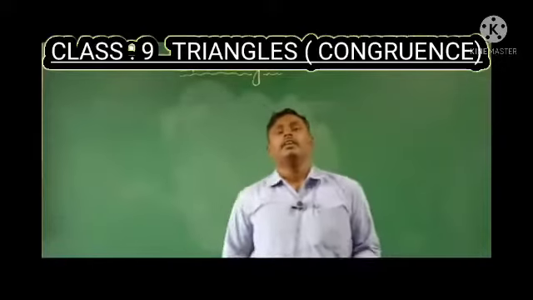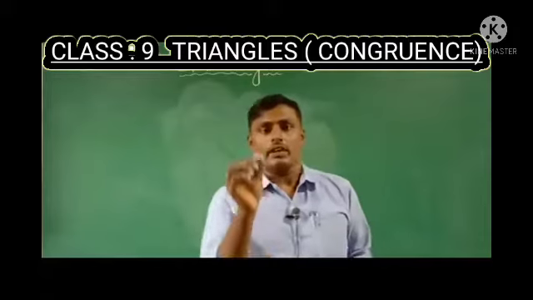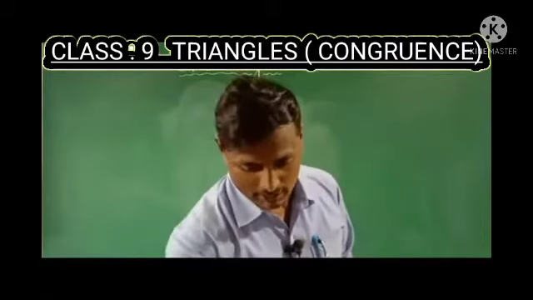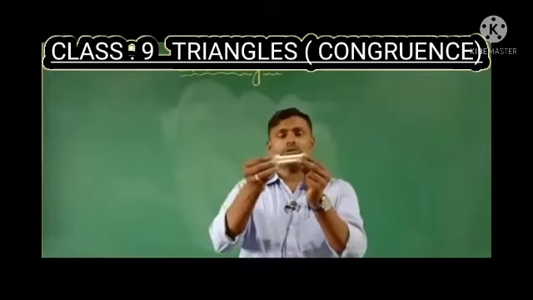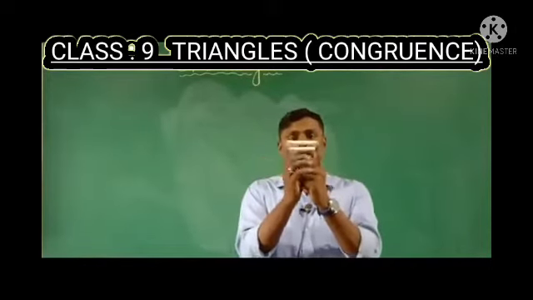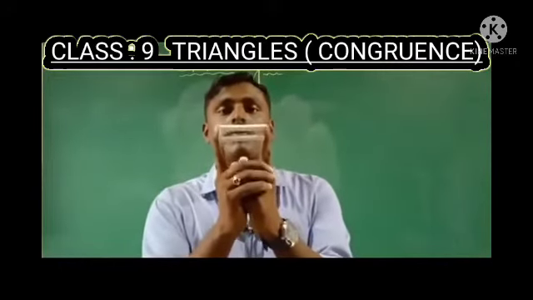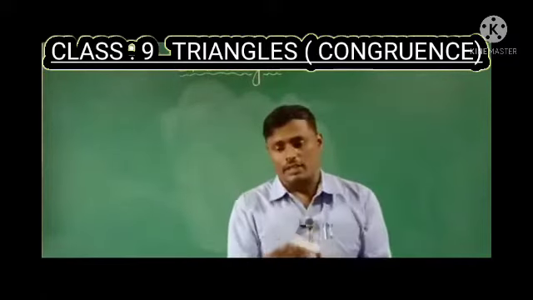Congruence means that two or more plane figures have the same size and the same shape. For example, here I will take two chalks. The lengths of these two chalks are equal. So these types of figures are called congruent figures.